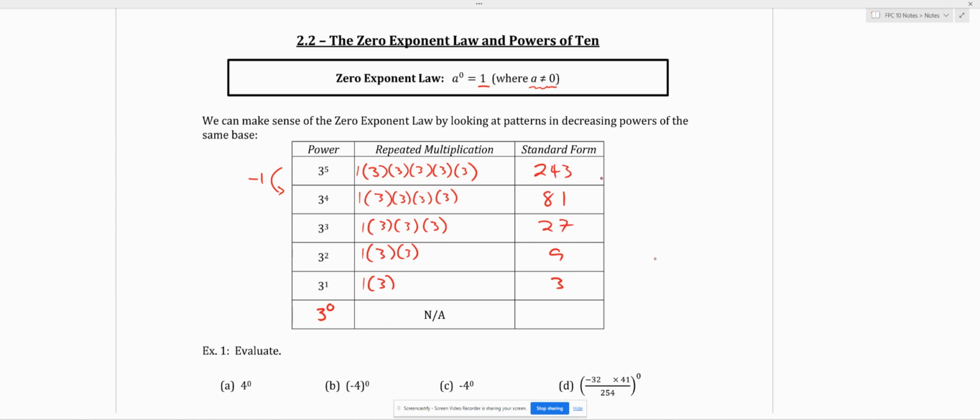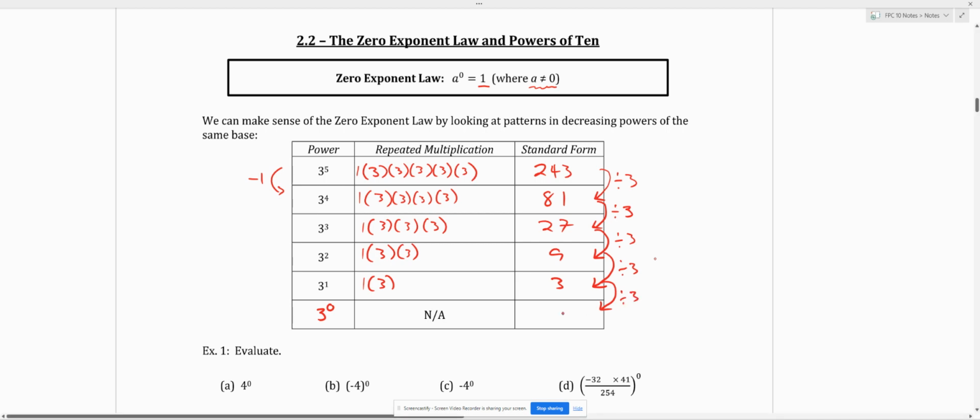But let me prove this a little bit better with a pattern. So if I go from here to here, what these values are, I'm actually dividing by 3. 243 divided by 3 is 81. And 81 divided by 3 is 27. And if we keep doing this, divide by 3, well, what's the last one? If I take 3 and divide it by 3, of course, 3 divided by 3 is 1. So we can repeatedly multiply, but we can also go backwards and repeatedly divide.